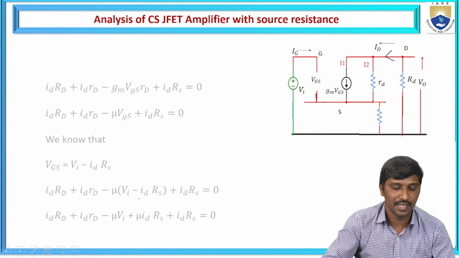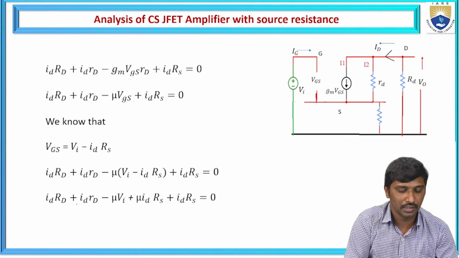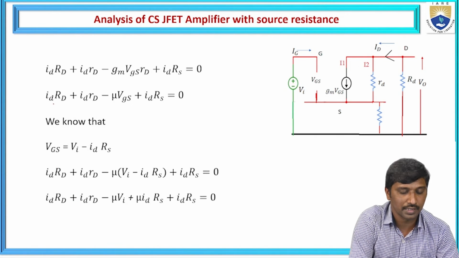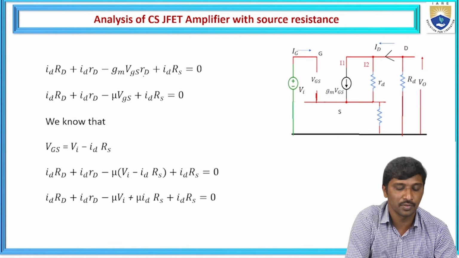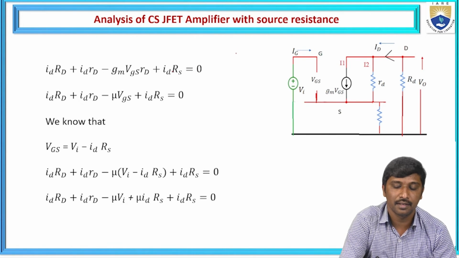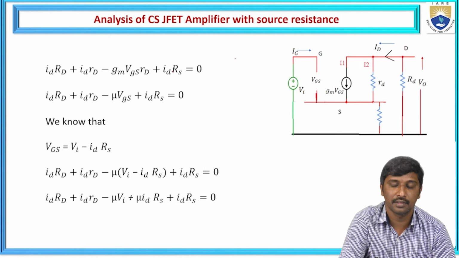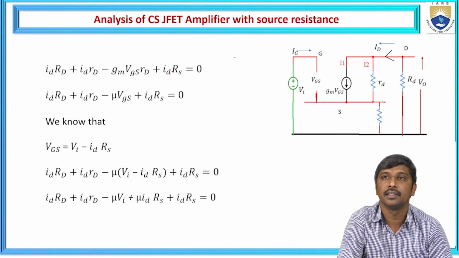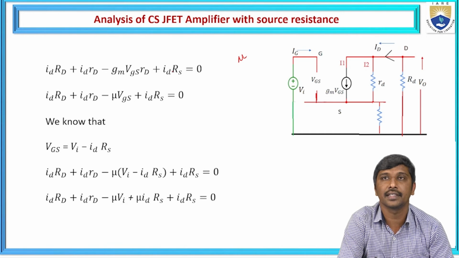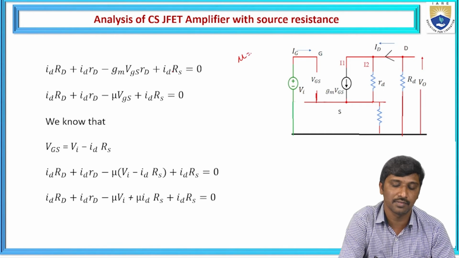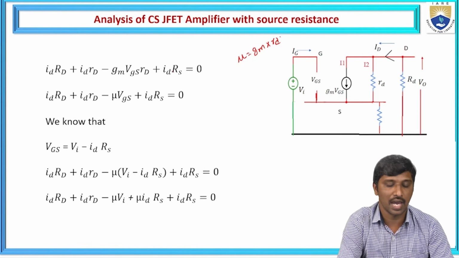Then after this simplification, that is equal to ID RD plus ID into small rd minus gm into VGS into small rd plus ID into Rs, that is equal to 0. Again, we know one more relation between the three characteristic parameters: amplification factor, transconductance and internal drain resistance. That is, mu is equal to gm times small rd.